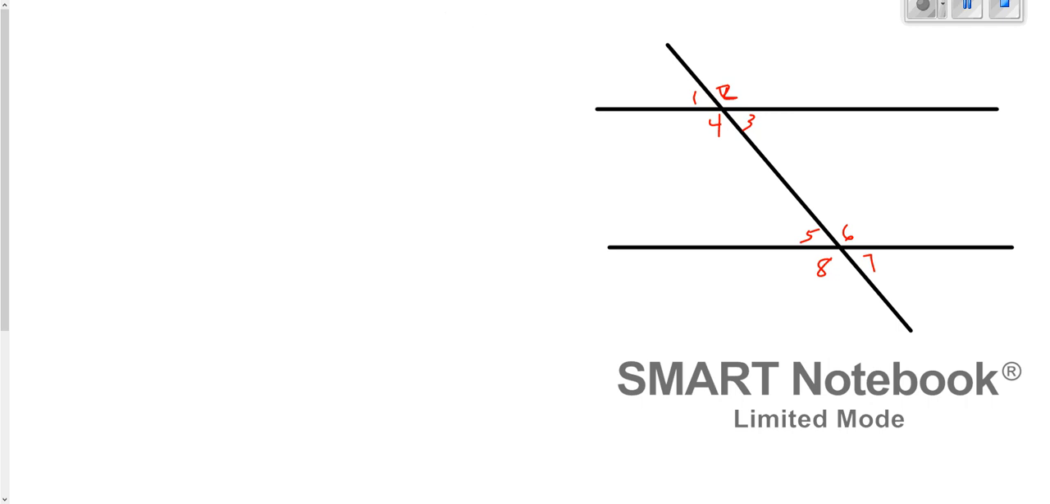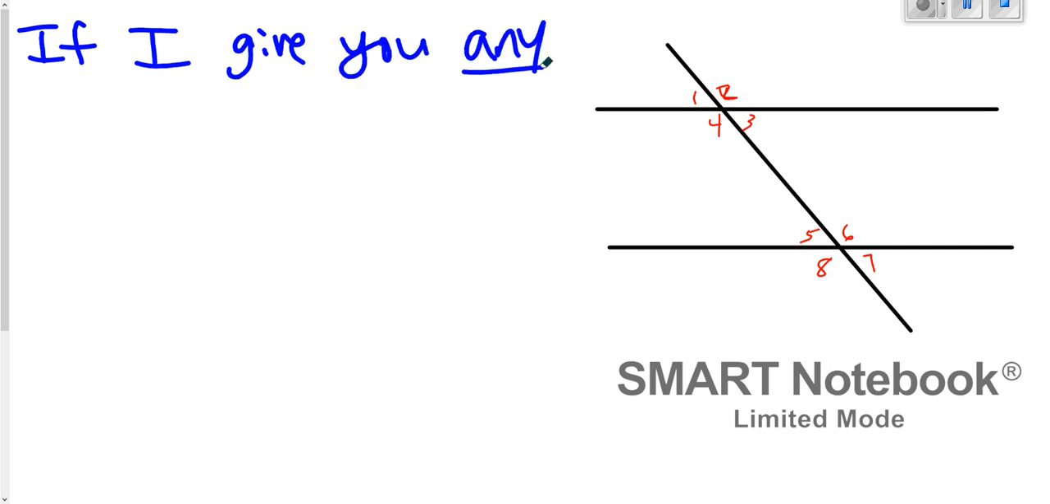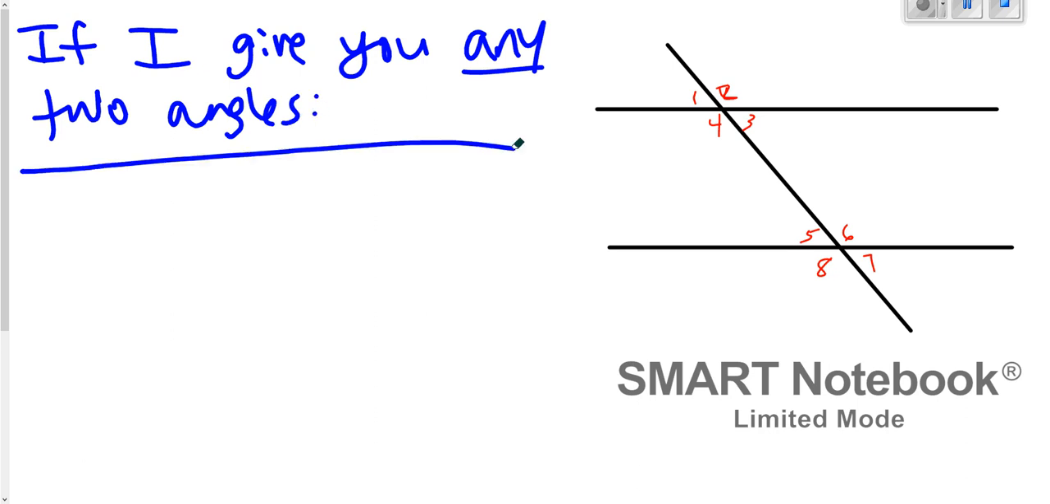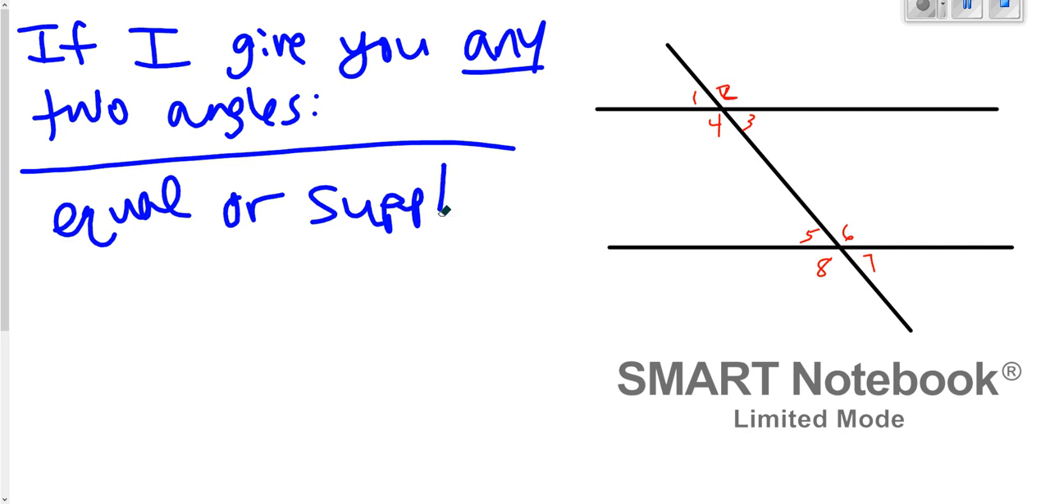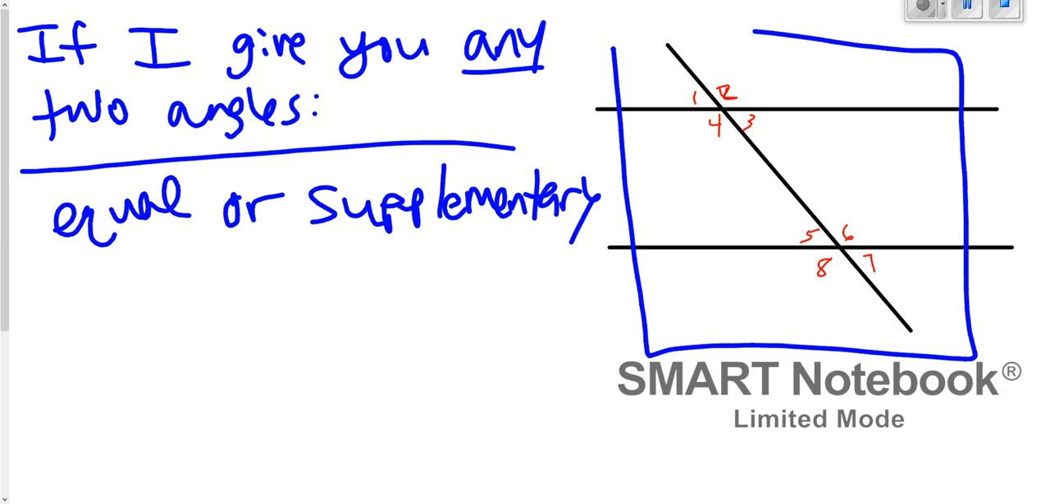is that if I give you any two angles, they have to be equal or supplementary. There is no other option in this diagram. This is a very special diagram. If I give you any two angles, they have to be congruent, equal, or supplementary.